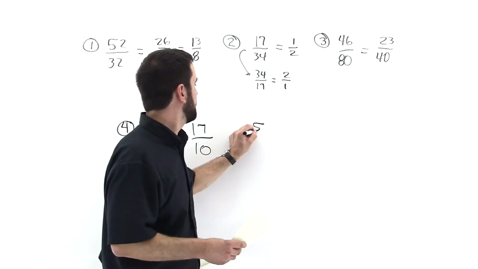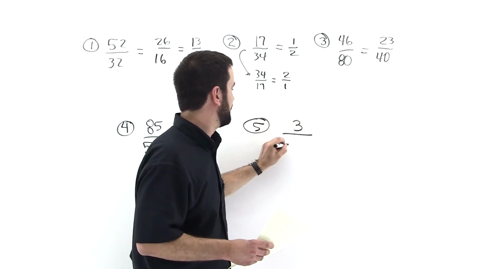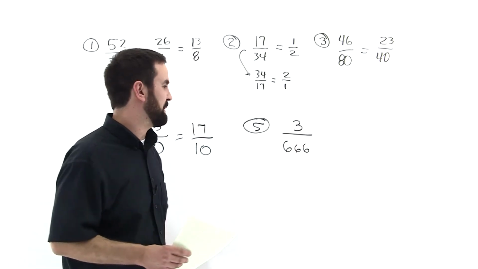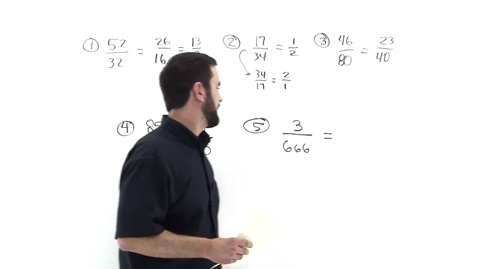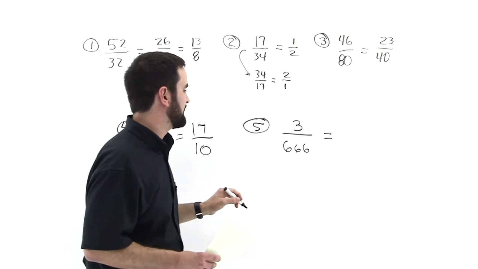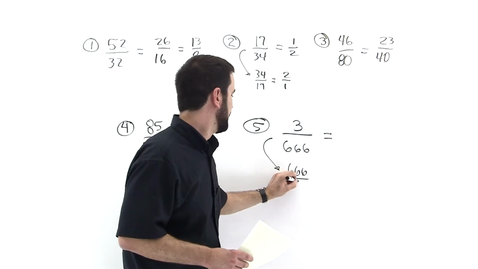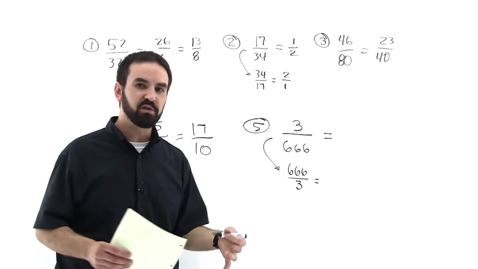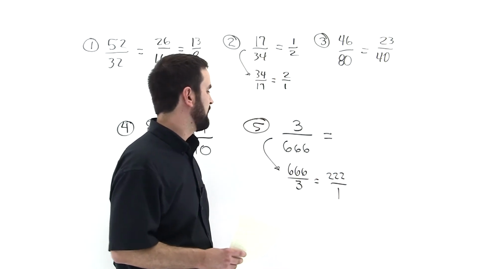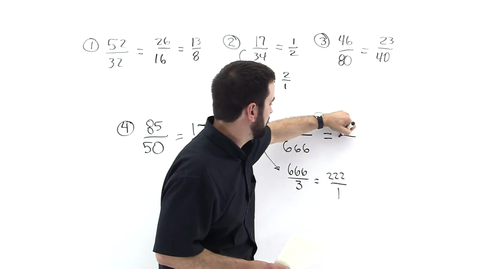Okay, for the last one, let's look at 3 over 666. Thought I'd have a little fun with this number. So if we do our trick that we did before, because it's not immediately obvious what this is, let's invert the two: 666 over 3. That's equal to 222, and that's over 1. So we invert, and that's the answer. So the answer is 1 over 222.